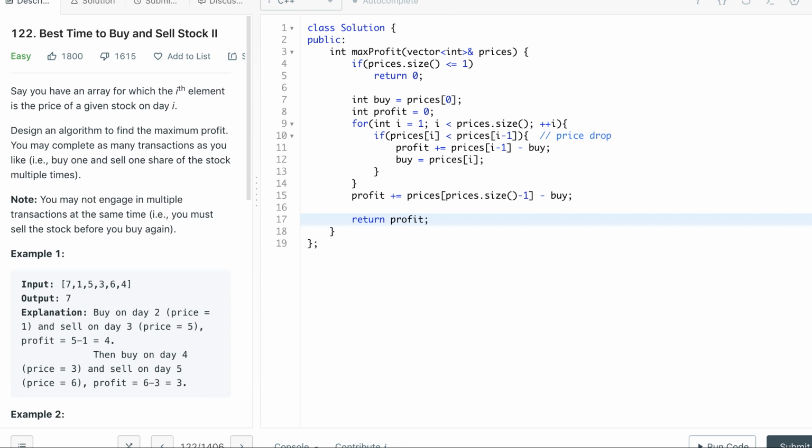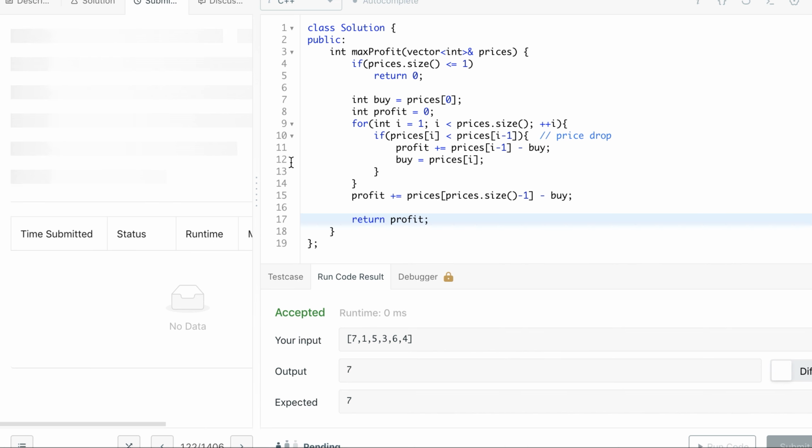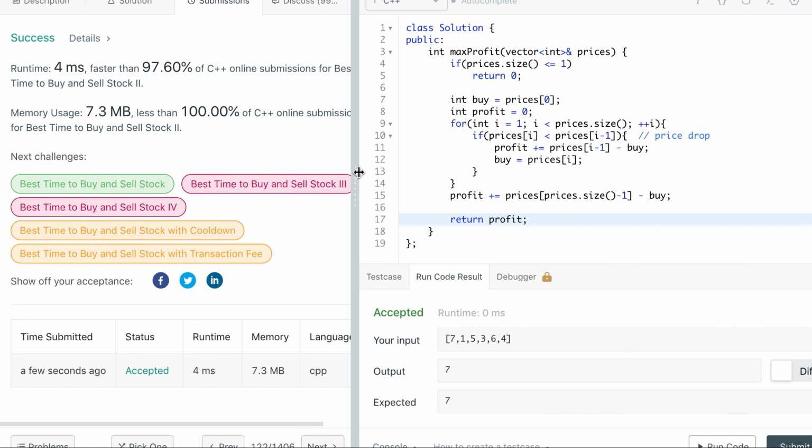And let's try to run our code. It passes for our base case. Let's submit if we are confident. I think this is a simple problem. We can be confident, and it's quite good, close to 100%, and in space also it's close to 100%. So that's it.